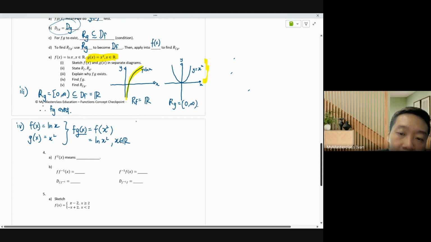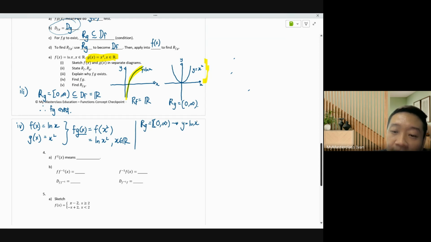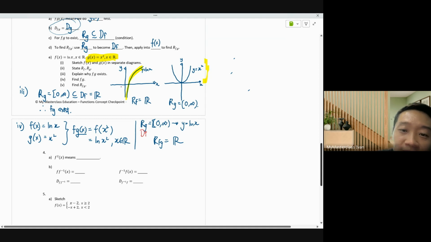So to find the range of fg, take the range of g. What is the range of g? Which is 0 to infinity, include 0. Put inside y, look at the y equals to ln x graph. So when x is from 0 to infinity, range of g becomes domain of f, which is 0 to infinity. So the range of fg is equal to real number as well, because the x is from 0 to infinity. See, from 0 to infinity, it covers all the yellow part.